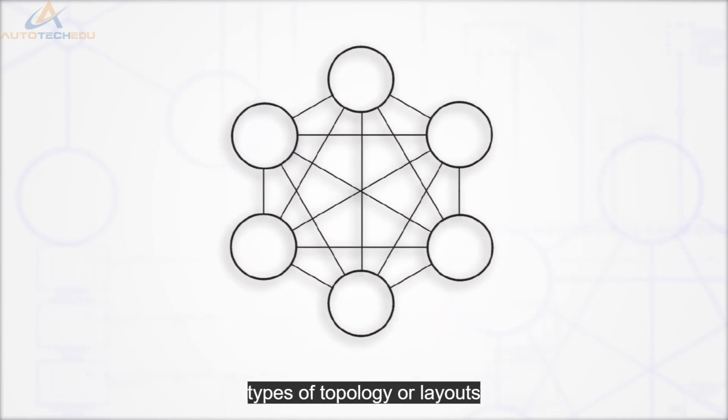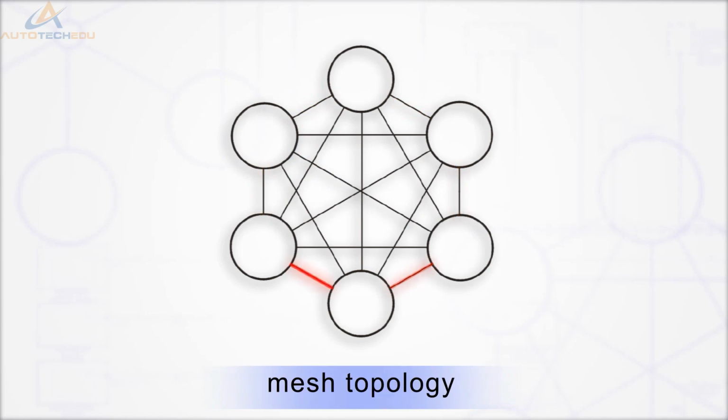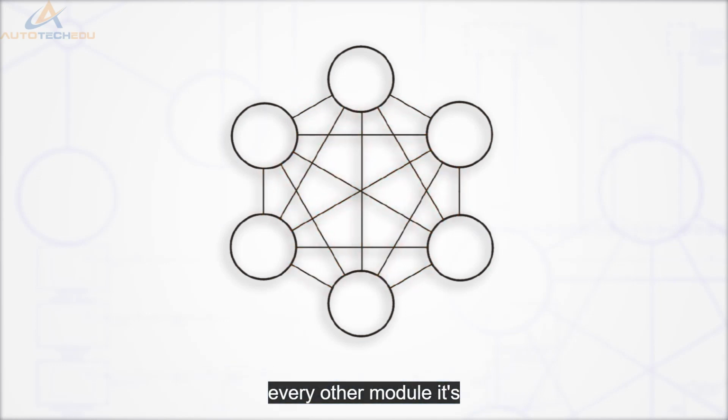There are several different types of topology or layouts for bus systems. This is a mesh topology. As we can see, every module is connected to every other module. It's fairly complex and requires a lot of wiring, but it is almost impossible for communication to be lost in these modules.